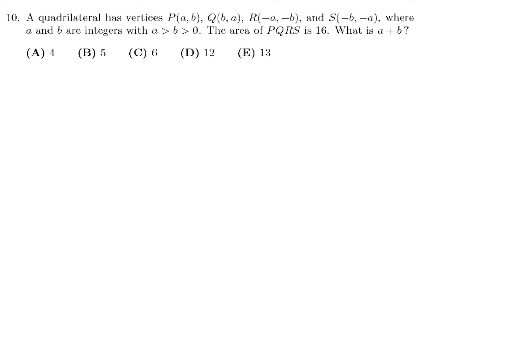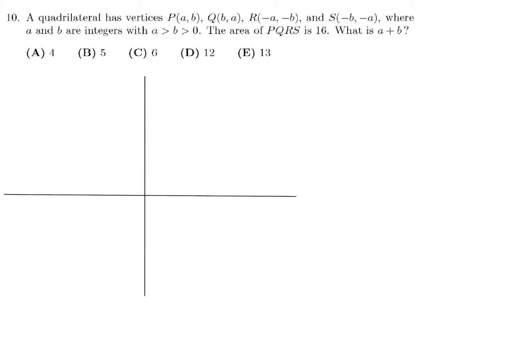A quadrilateral has vertices P(A, B), Q(B, A), R(negative A, negative B), and S(negative B, negative A), where A and B are integers, and A is greater than B is greater than 0. The area of PQRS is 16. What is A plus B? Let us draw a diagram on the coordinate axes, and let's see what we get.